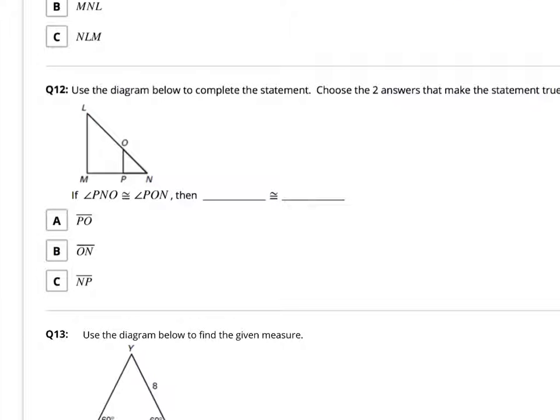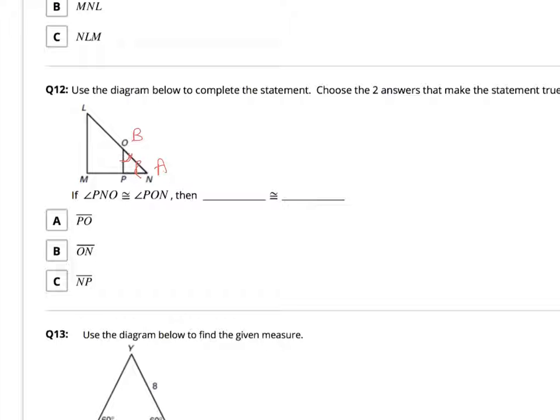Question 12, just like 11, we got to figure out what do we got to put in here to make this true. Now this one's a little different. They're telling us that PNO, this little angle right here, and we'll call that angle A, is congruent with PON, which is this guy right here. We'll call that angle B.